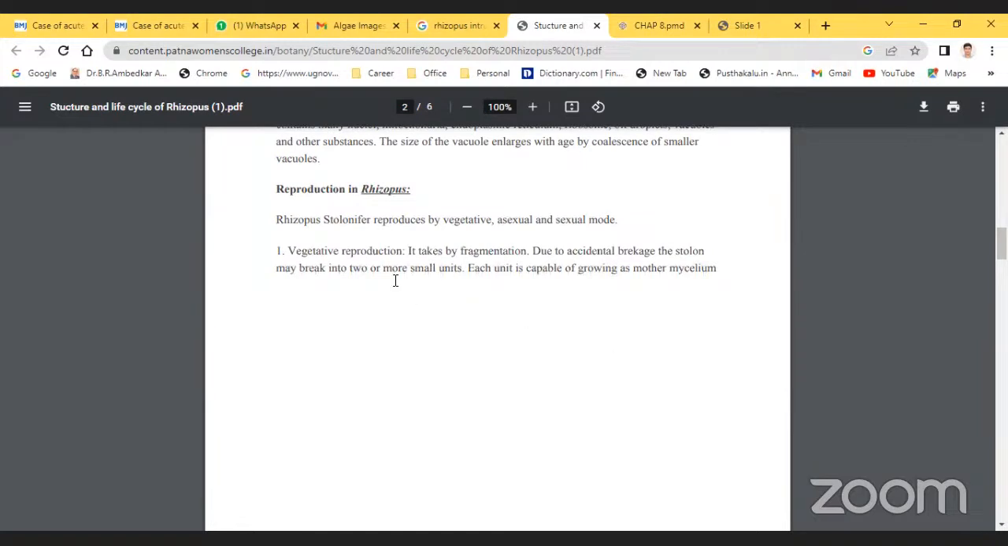So here is the reproduction of Rhizopus stolonifera. Here it is reproduced by the vegetative, asexual, and sexual modes. The vegetative reproduction is by fragmentation. It takes place due to accidental breakage of the stolon, which may break into two or more small units. Each unit is capable of growing into the mother mycelium. This is regarding the vegetative reproduction.